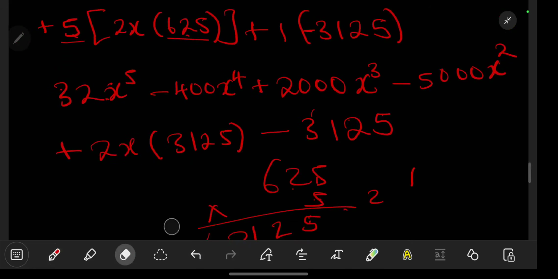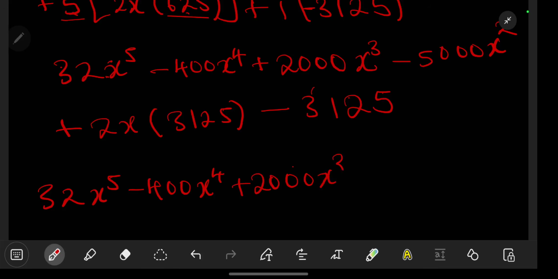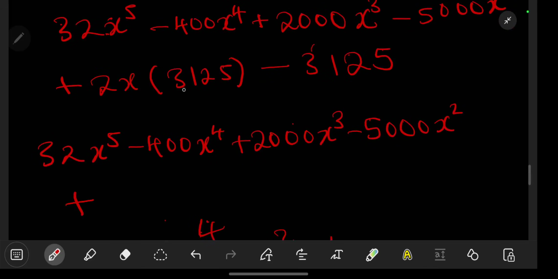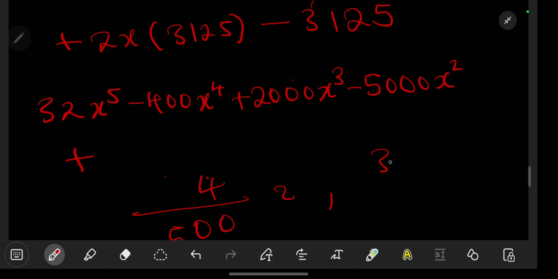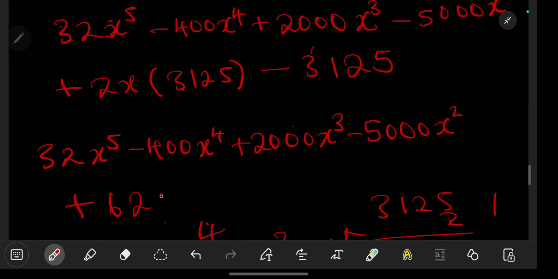Then finally, the final value will be our 32 x to the power 5 minus 400 x to the power of 4. Then we have plus our 2000 x to the power 3 minus 5000 x to the power 2. Then we have plus 2 times this value. 3125 times 2 will be 0, remainder 1. 2 times 2 is 4, plus 1 is 5. 2 times 1 will be 2. 2 times 3 will be 6. So we are going to have 6,250.